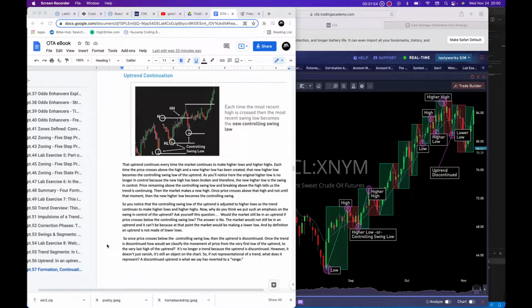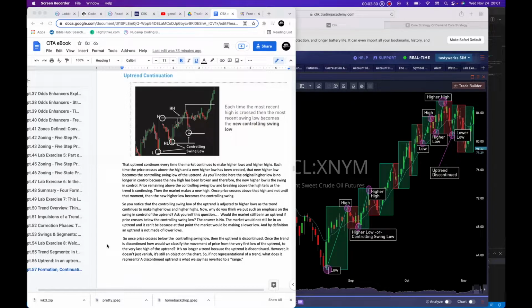Now, why do you think we put such an emphasis on the swing in control of the uptrend? You can ask yourself this question: would the market still be in an uptrend if price crosses below the controlling swing low? The answer is no. The market would not still be in an uptrend, and it can't be, because at that point the market would be making a lower low. And by definition, an uptrend is not made of lower lows. So once price crosses below the controlling swing low, then the uptrend is discontinued.